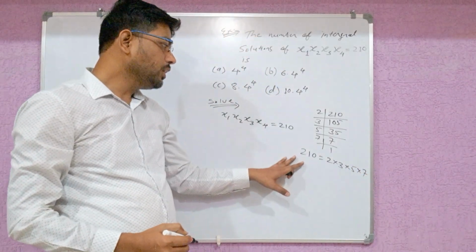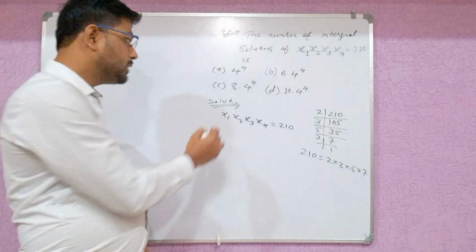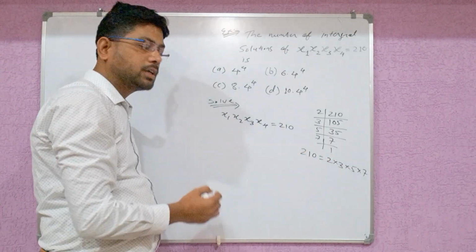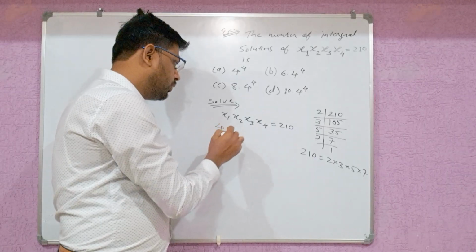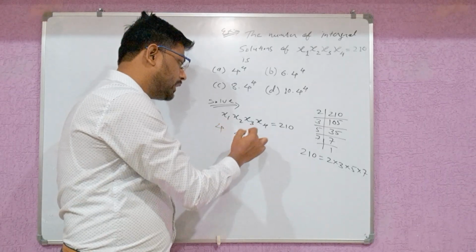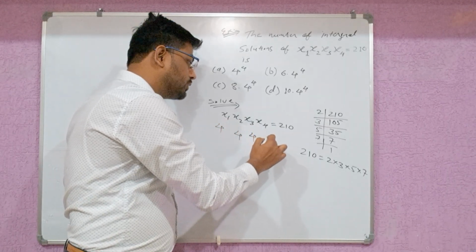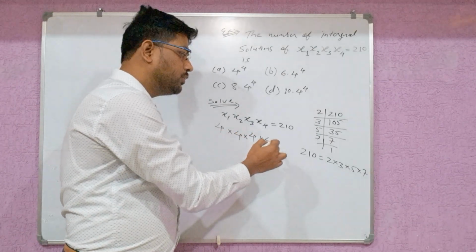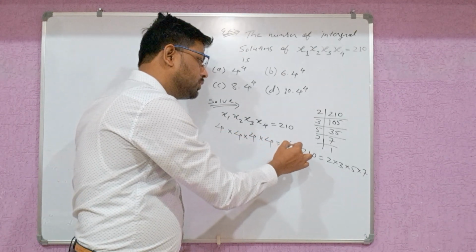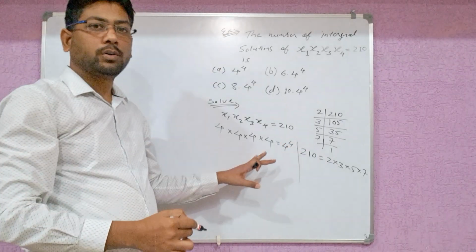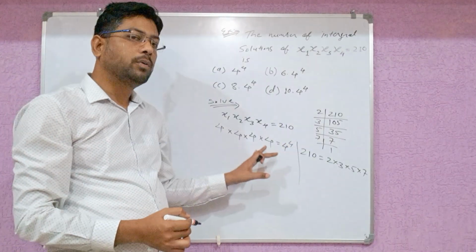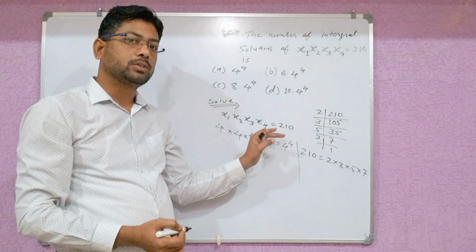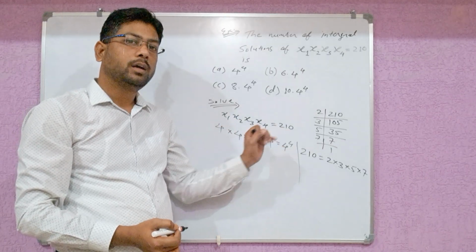Okay. So now this x1 can take values 2 or 3 or 5 or 7. 4 values this can take. So x2 also can take 4 values, x3 also can take 4 values and x4 also can take 4 values. So this will be 4 into 4 into 4 into 4, that is 4 raised to power 4. So this will be the number of positive solutions for this equation x1 into x2 into x3 into x4 is equal to 210.